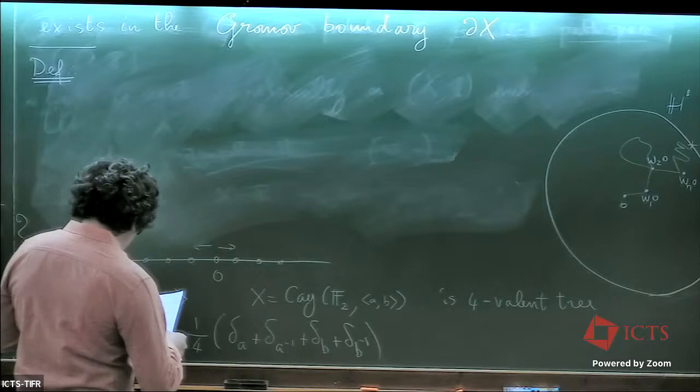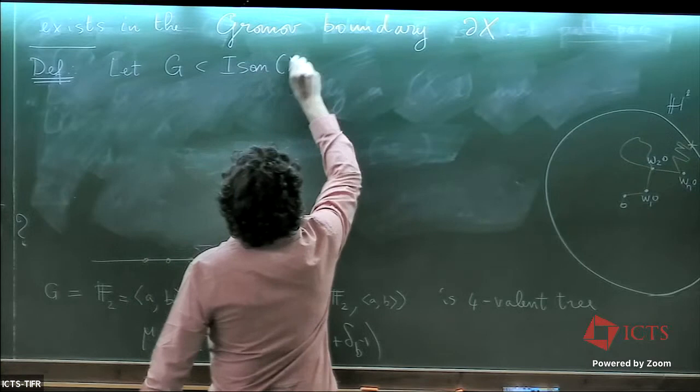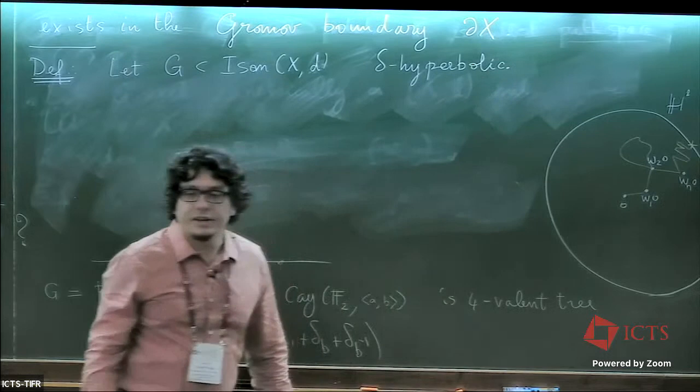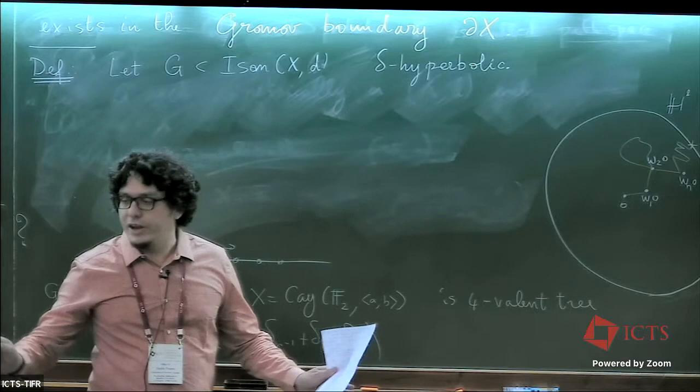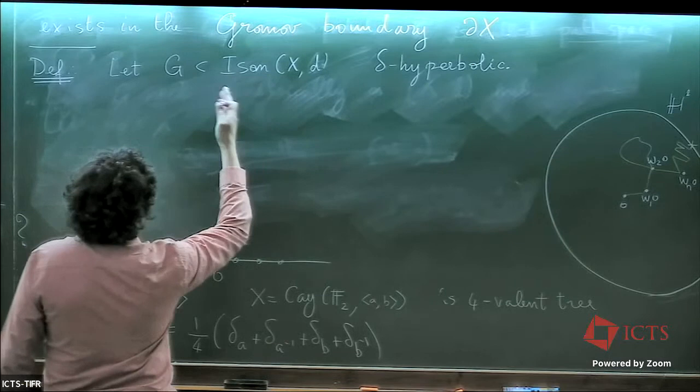So first of all, we have to refer. Okay, so let G again be a group of isometries of X, where X is delta hyperbolic. By the way, who knows the definition of delta hyperbolic? Okay, everyone, good. So then we have the classification of isometries.